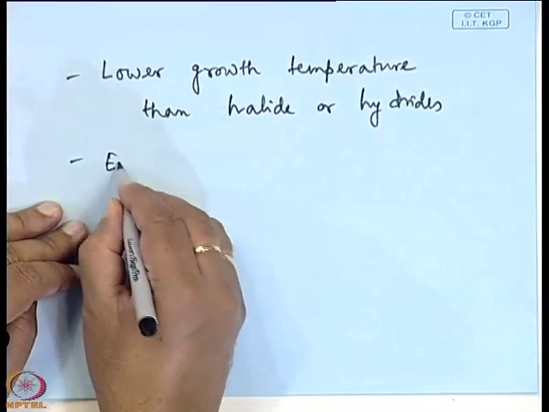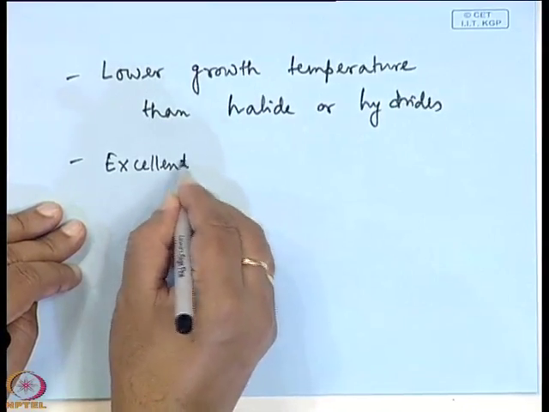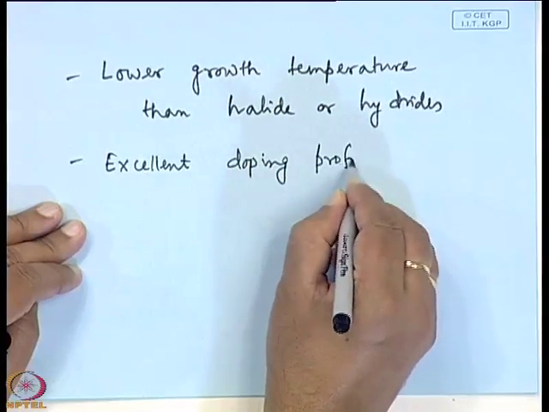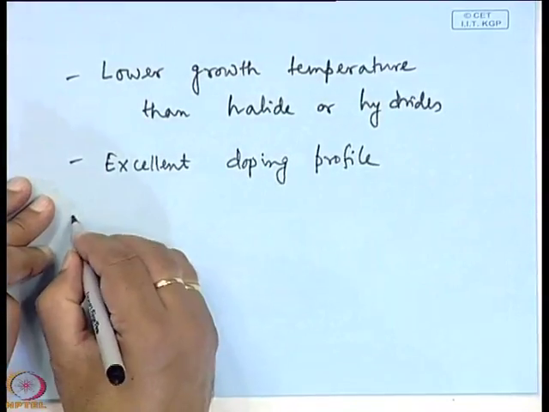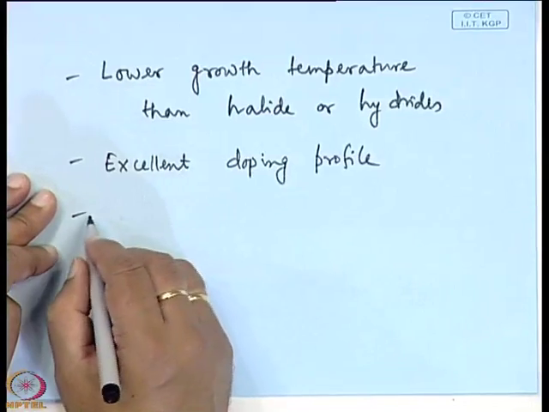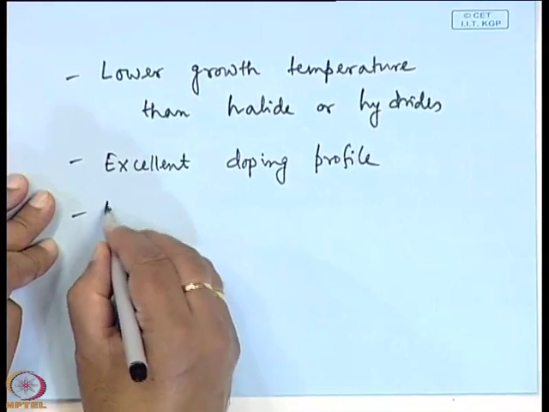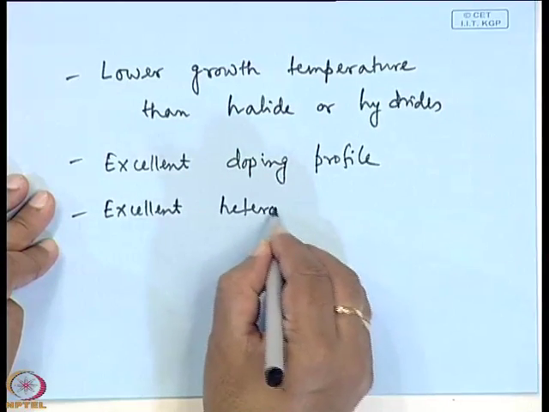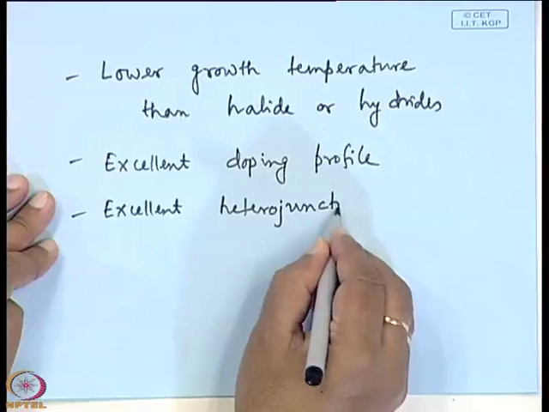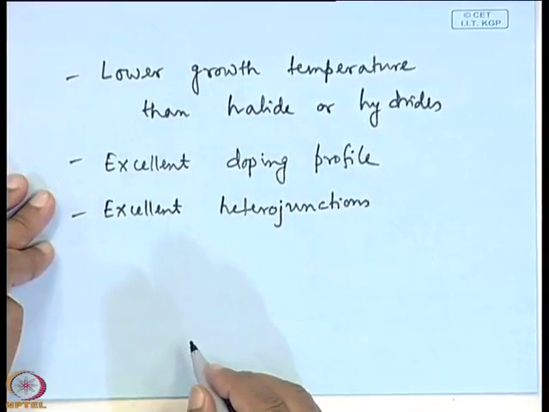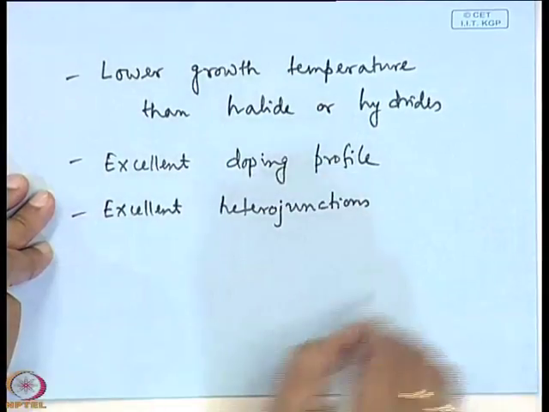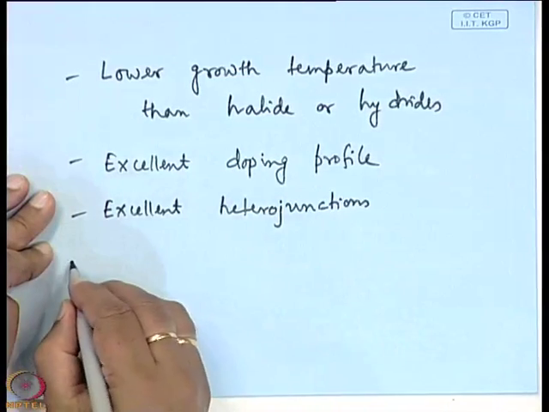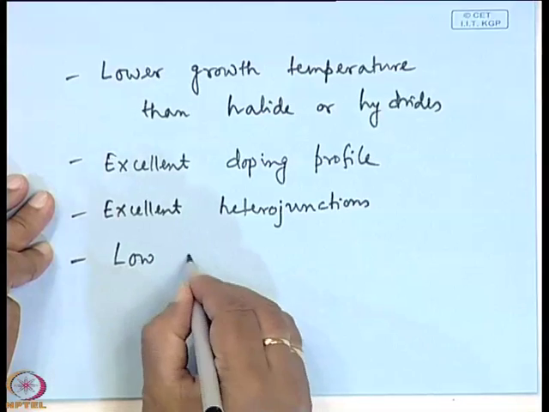Number 2, excellent doping profile. Excellent heterojunctions. So, those are the advantages, right, and low dimensional structures.